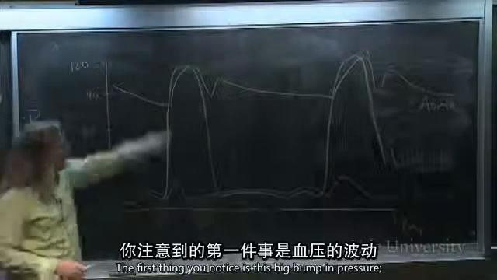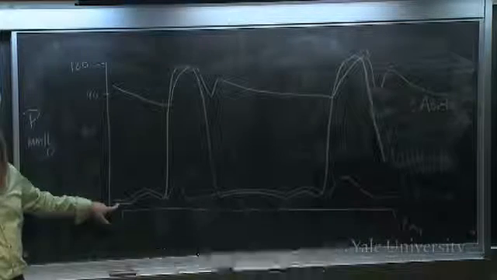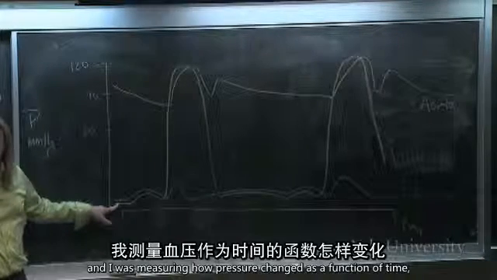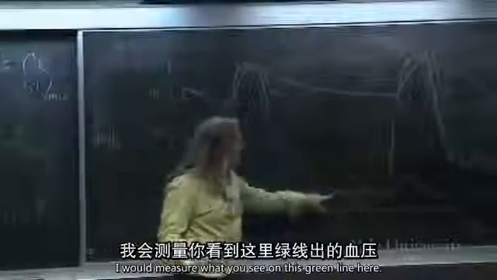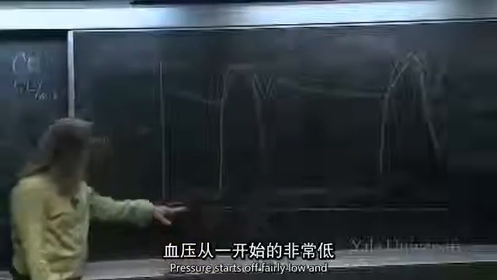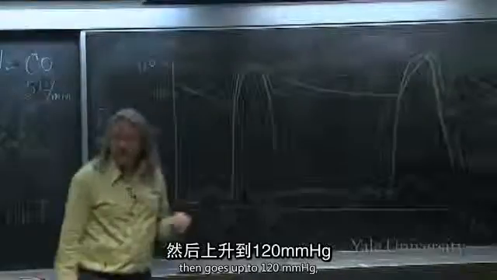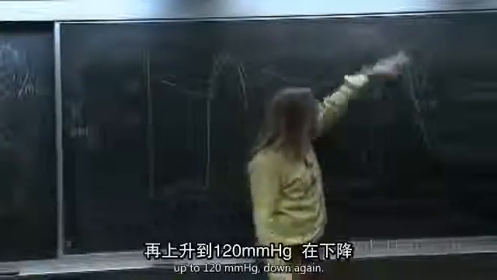But the first thing you notice is this big bump in pressure. This is the trace for the ventricle. If I had a pressure sensor in the ventricle and I was measuring how pressure changed as a function of time, I would measure what you see on this green line here. Pressure starts off fairly low and then goes up to 120 millimeters of mercury and goes back down again, up to 120 millimeters of mercury, down again.